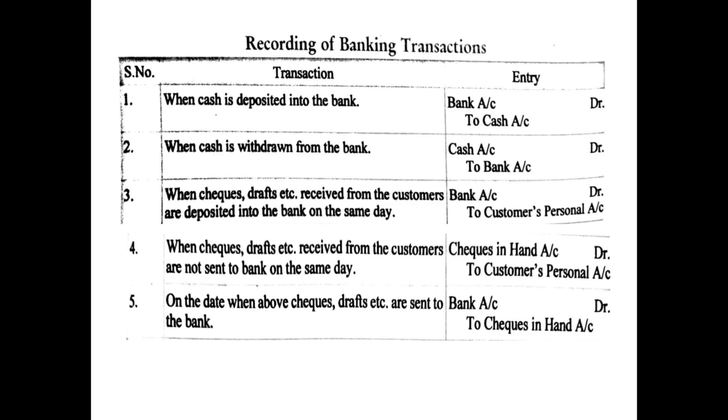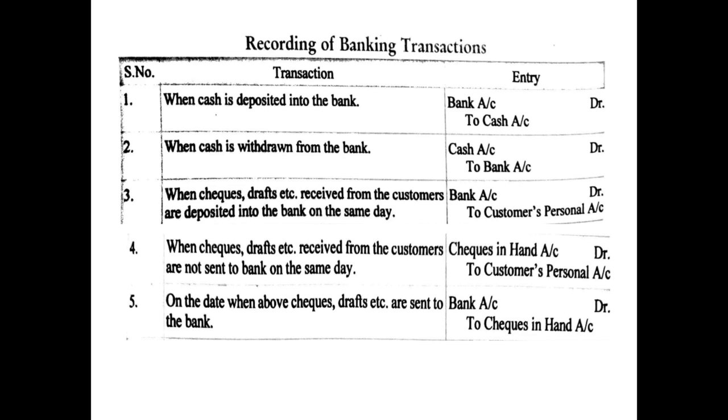Fourth transaction, when checks, drafts, etc. received from the customers are not sent to the bank on the same day. Just the reverse. That means now when you check whether it is deposited on the same day or not, you found out that the checks were not deposited on the same day, then in that case there will be two entries. One entry will be when the checks are received, and second entry will be when the checks and all are deposited.